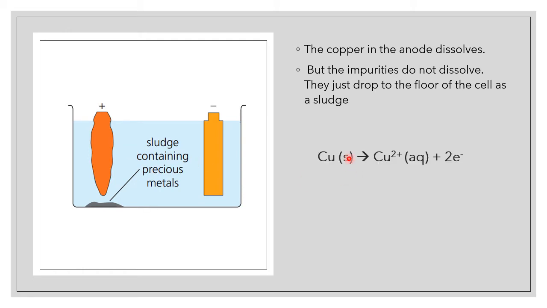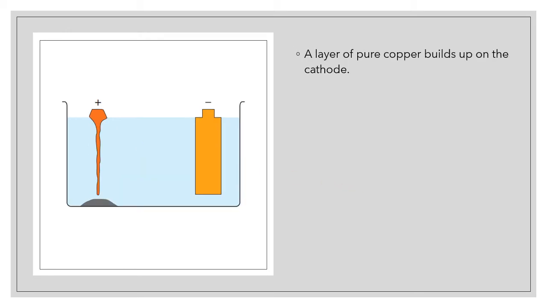What happens here? The copper from the anode will oxidize by releasing electrons to become Cu2+ ions. After that, these Cu2+ ions will move to the cathode. They will go here and discharge by receiving electrons to become copper metal.